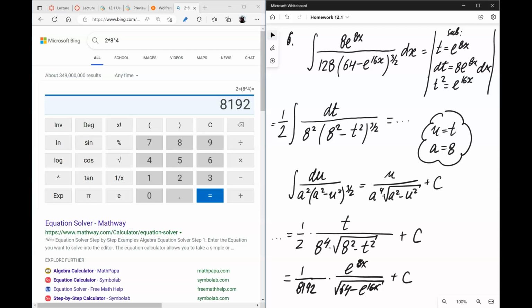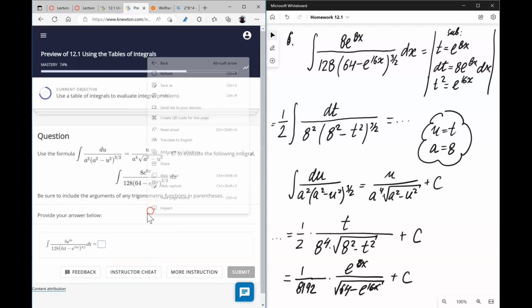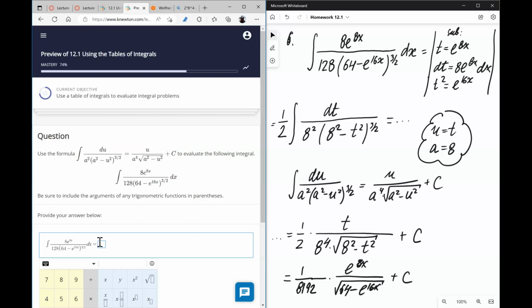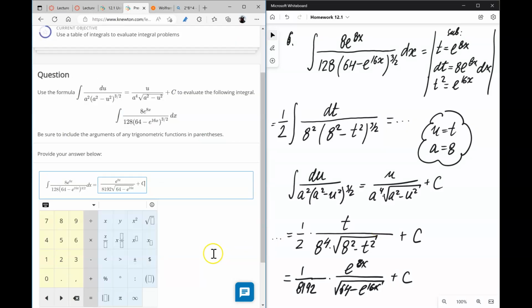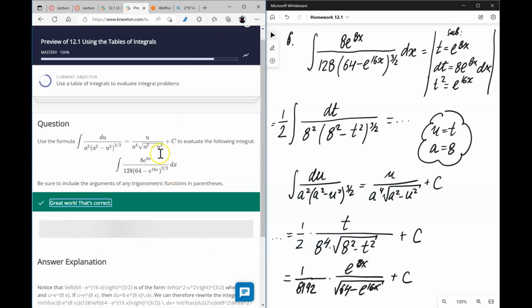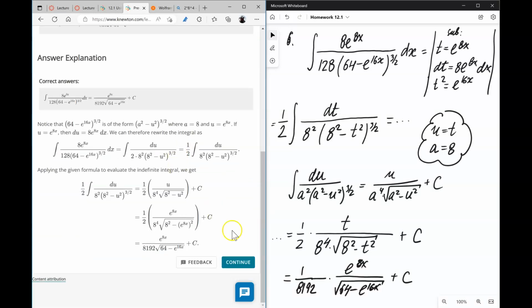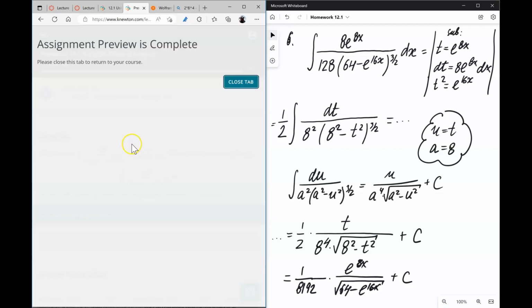So again, it may not be easy, but it's definitely a more clear path from not knowing what to do with the original problem to actually getting some answer. We may not like the answer, but it is the answer. And that's it. So this is how we use tables of integrals to do integration. If you have any questions about that, please feel free to reach out.